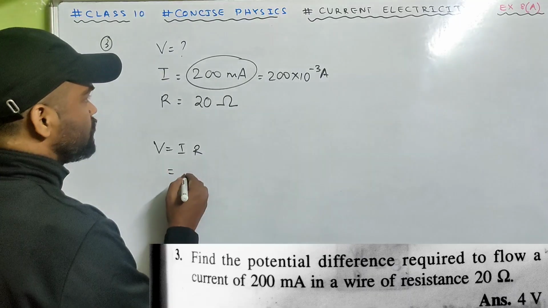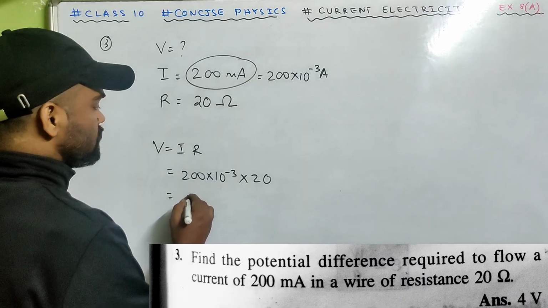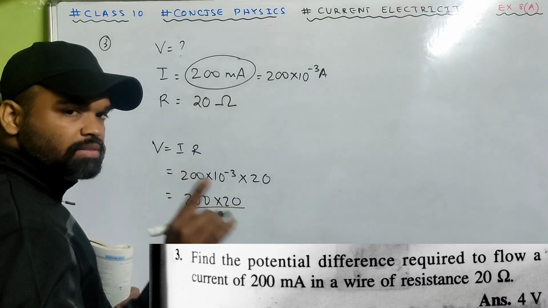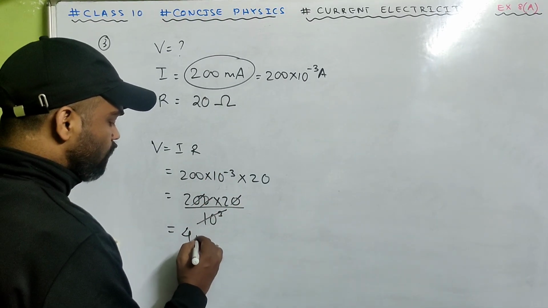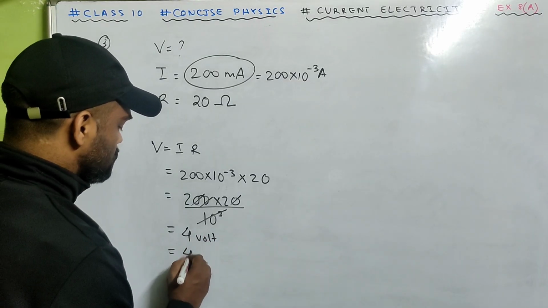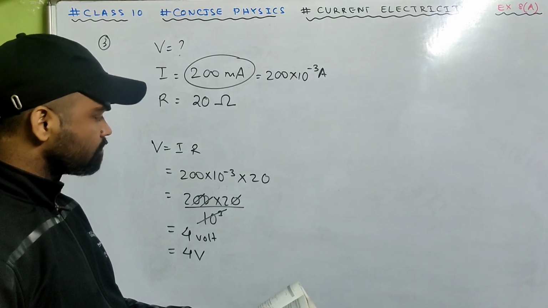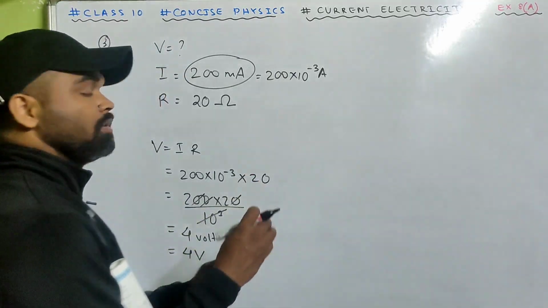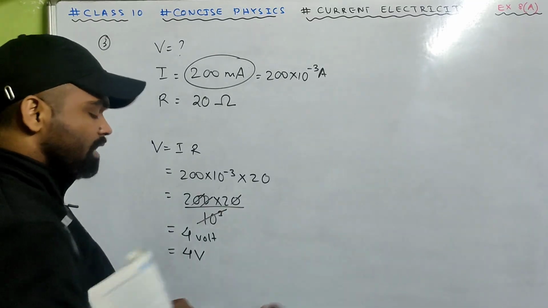Yes or no? Substitute the value. 200 multiplied by 10 to the power minus 3 and this is 20. So this is 200 into 20 by 10 to the power 3. 10 to the power 3 is nothing but 1000. 1000, 1, 2, 3, 0 goes away. Which means 4 volt. Yes or no? Yeah. So the answer will be 4 volt. The potential difference is 4 volt. Done? Very easy. Just use the law, that is Ohm's law, V equals IR.